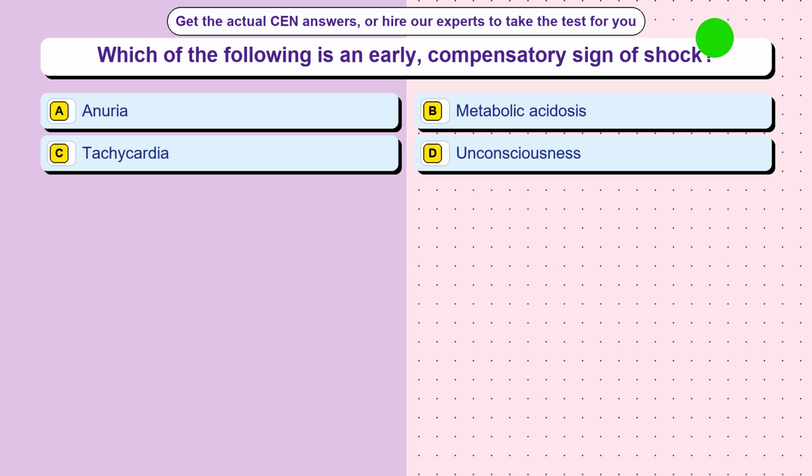Question 19. Which of the following is an early, compensatory sign of shock? Option A, anuria. Option B, metabolic acidosis. Option C, tachycardia. Option D, unconsciousness.